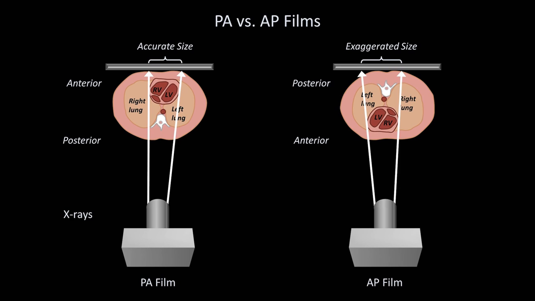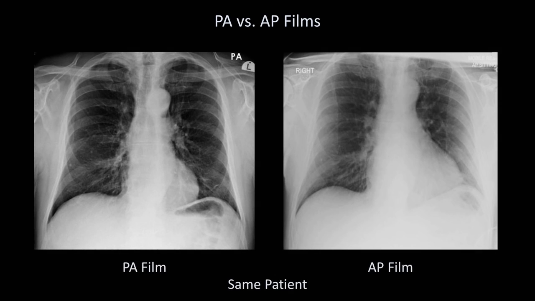Some structures within the mediastinum suffer from the same effect, but to lesser extent, as normal mediastinal structures tend to be more centrally located within the thorax. To see just how much of a difference this can make, here are two X-rays taken of the same patient, minutes apart. Notice how much larger the heart appears on the AP film. The upper mediastinum is also affected, but not as much.